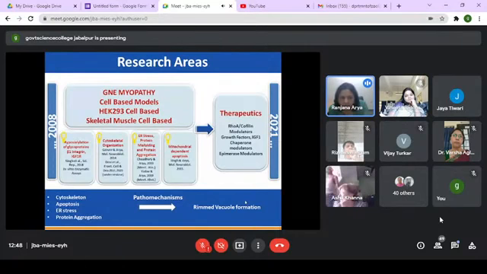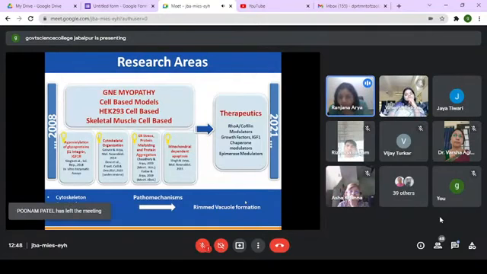So we have cytoskeleton, apoptosis, ER stress, and protein aggregation affecting the pathomechanism of this disease, which might contribute to the rimmed vacuole formation. Next, please.